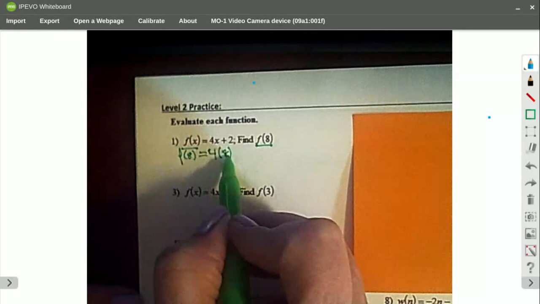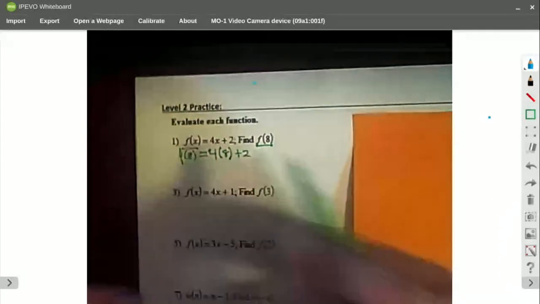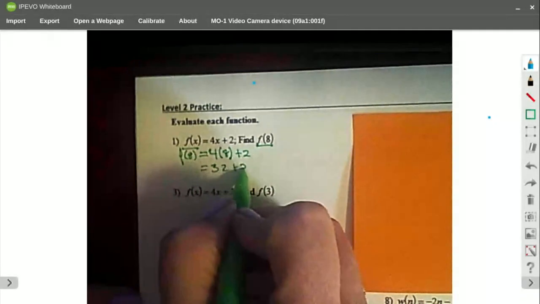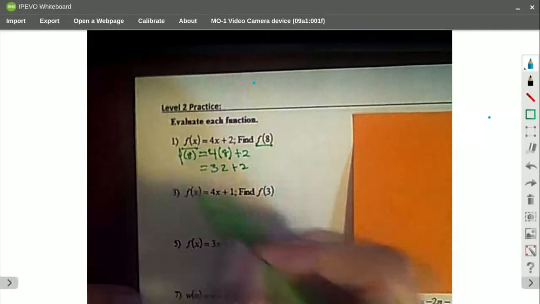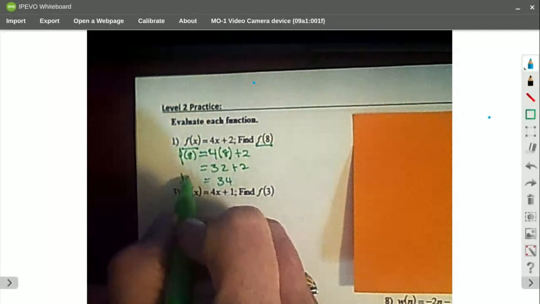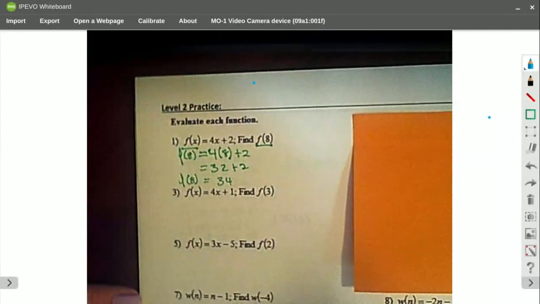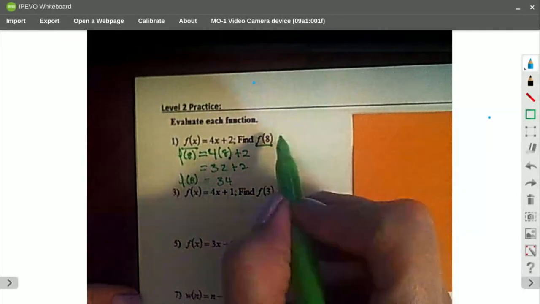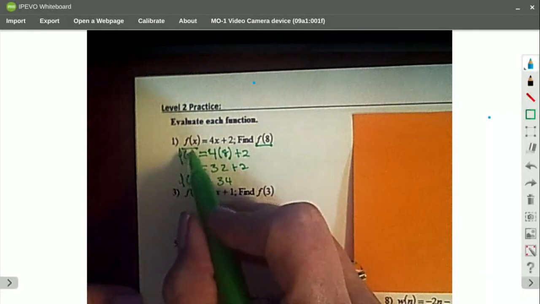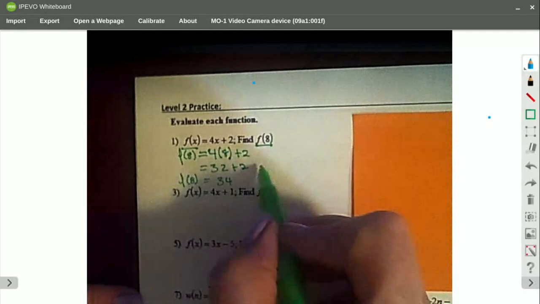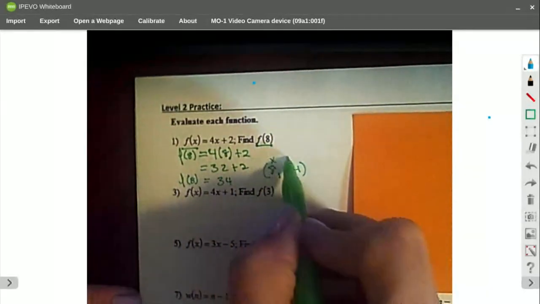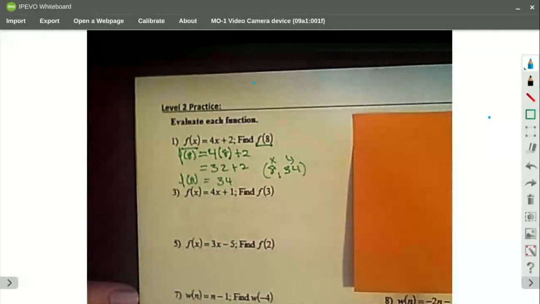Took out the x and put in the 8 plus 2. Okay? And that gives you 32 plus 2. 4 times 8 is 32 plus 2. That gives me 34. So f of 8 is equal to 34. And that gives you a coordinate point. The x is 8, and the y, because remember, f of x is my y now, 8, 34. That's my x and y.